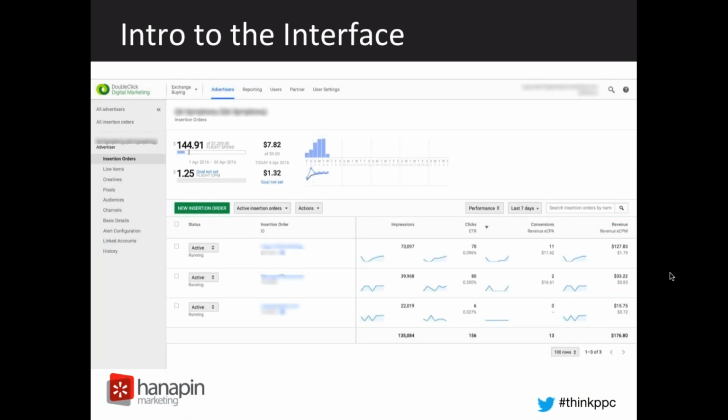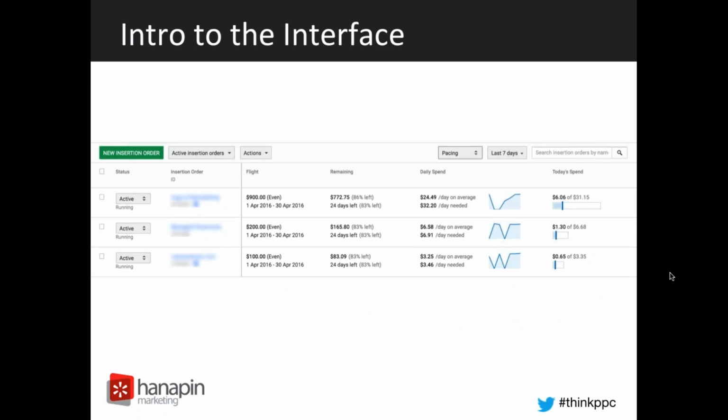And then where it says performance, you can switch that to pacing, and based on your flight and the dates that you have set with the budget, you can see how much budget you have remaining, and then how much you've been spending on average per day and how much you need to be spending to reach that budget. So for example, in this first insertion order row, on average we've been spending $24.49, but if we want to reach our budget at the end of this flight on the 30th of this month, we'd have to spend $32.20. So this tells me I might want to increase my bids a little bit or increase my frequency cap that my ads can show per person.